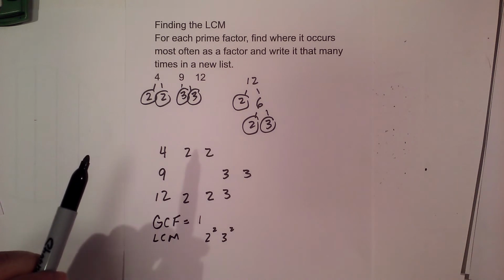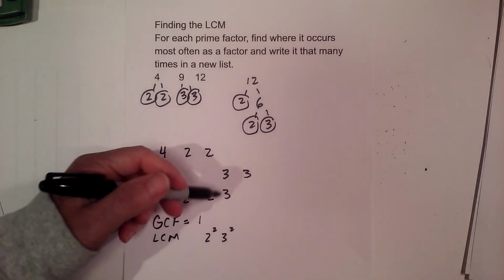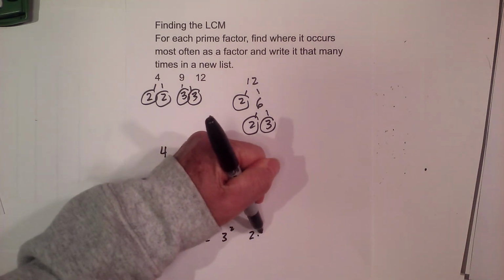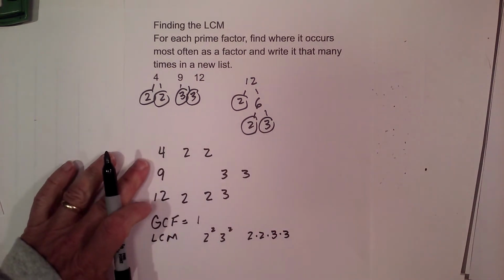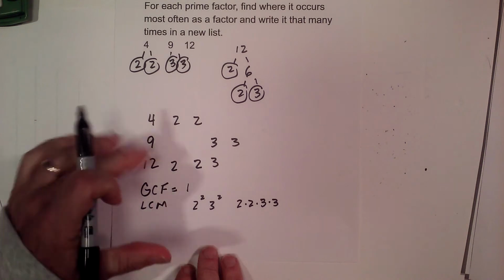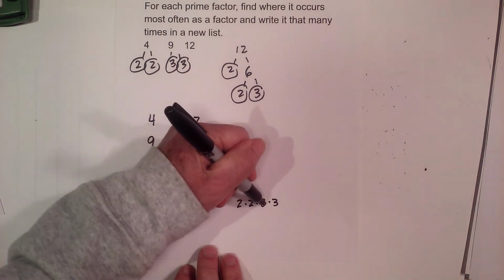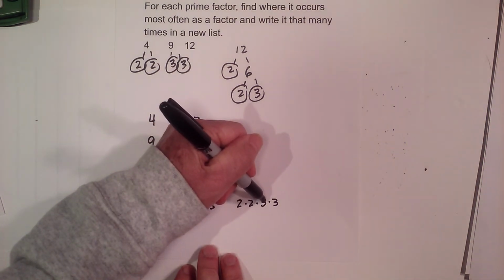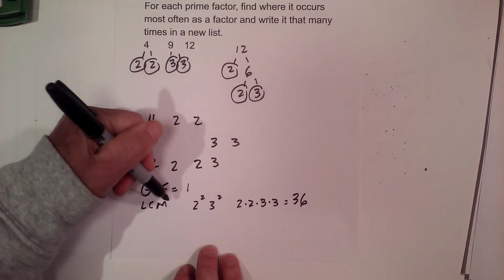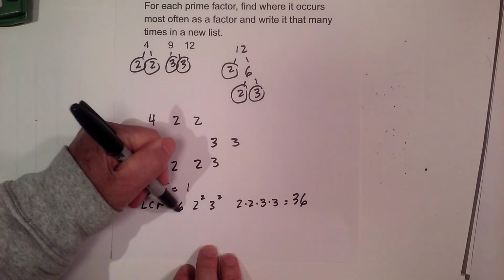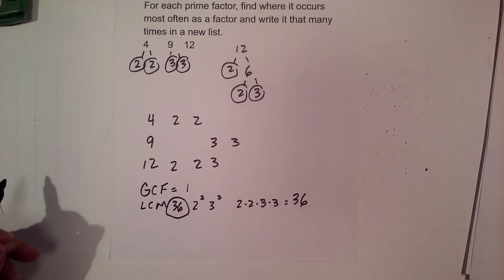Let me check my work. Okay, and so I'm going to rewrite this: 2 times 2 times 3 times 3. Move this up just a little bit. And when you do that, this is 4 times 3 is 12. And then 12 times 3 equals 36. So the LCM is 36. Circle that. Okay.